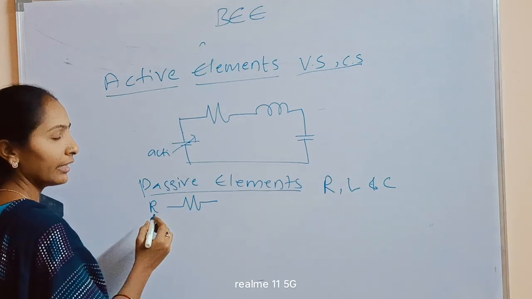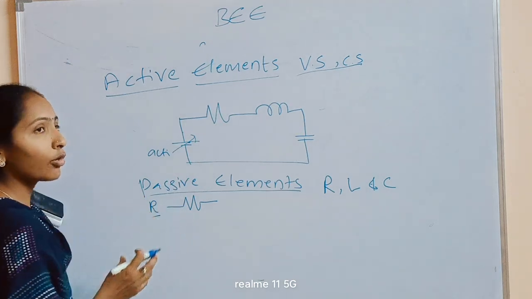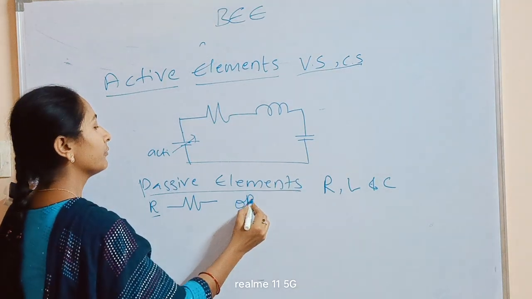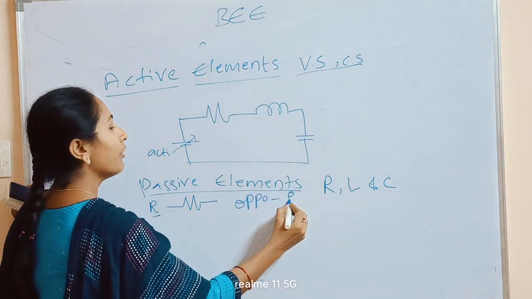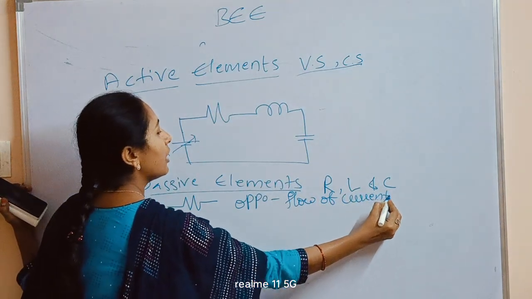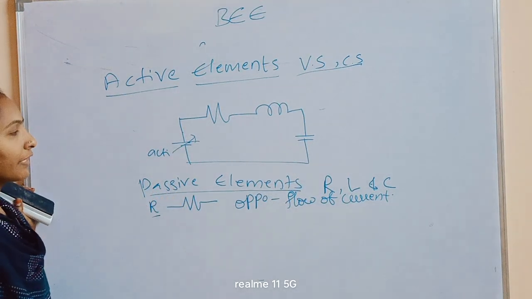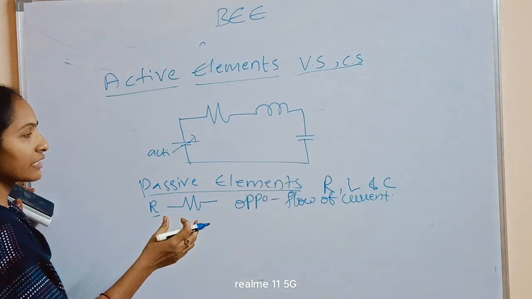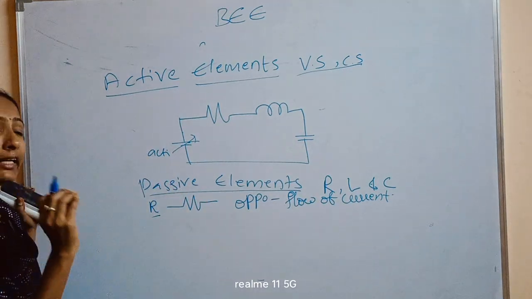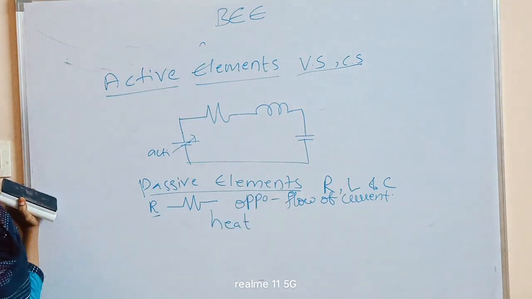Here resistor is an element, and I am considering resistance. Resistance is nothing but a property of a resistor which always opposes the flow of current. According to passive element, the resistor is a passive element which absorbs the supply and delivers it in the form of heat.